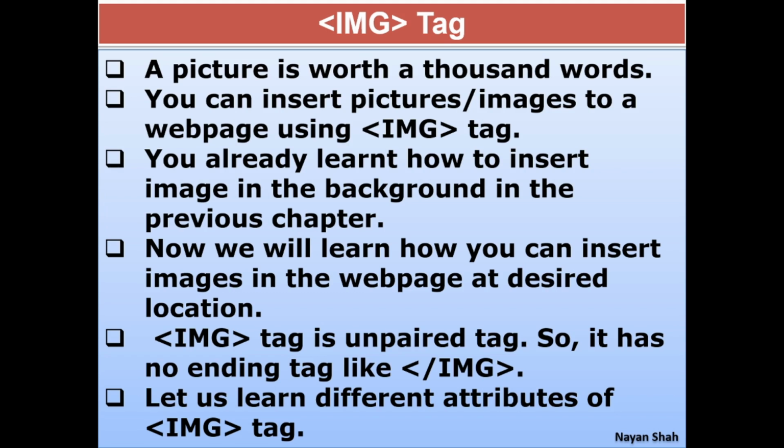We already learned how to insert a background image in the body tag in the previous chapter using the background attribute of the body tag. But here we will see how in a web page we can insert individual images and then how we can work with that image. So we'll learn creating an image and inserting an image in the web page. We will see how we can use different attributes of the IMG tag.